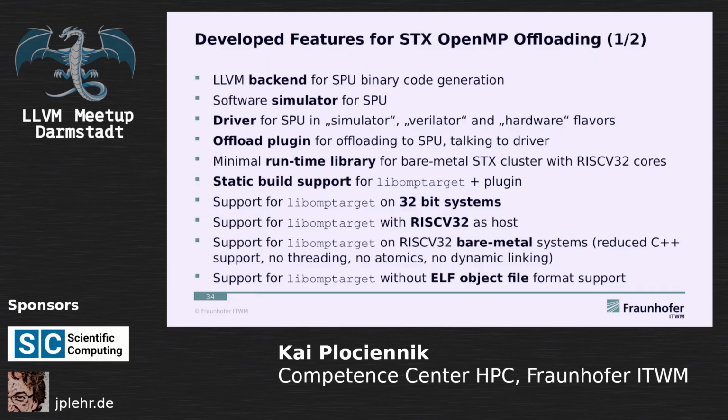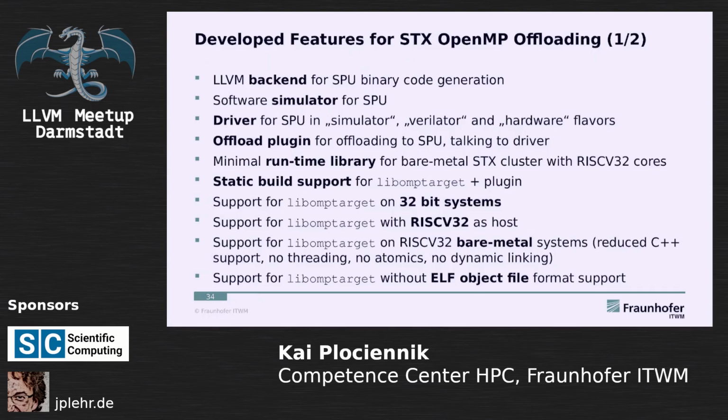Then we need a minimal runtime library for our bare metal clusters, providing some minimal memory management functionality, for example, for the RISC-V 32 cores. For offloading from our bare metal RISC-V 32 clusters, we needed to implement static build support for libomptarget and the plugins, because normally in the upstream LLVM project, the offload runtime library, libomptarget, loads the plugins dynamically. We don't have this available on the bare metal clusters, so we needed support for fully static binaries.